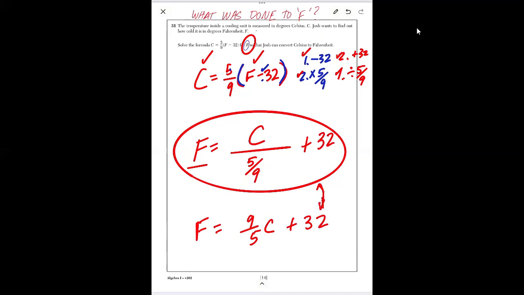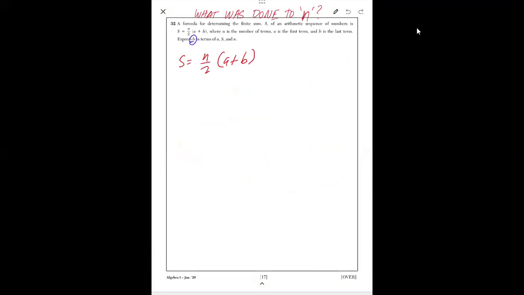Now I'm going to do one more. And this one is a formula for determining the finite sum of an arithmetic sequence of numbers. And it says S equals N divided by 2 times the sum of A plus B, where N is the number of terms, A is the first term, B is the last term. And now they want us to get B by itself. So remember, when we get done, it's going to be B equals, and we already have S on the other side, so we're going to have to get this other stuff over there.